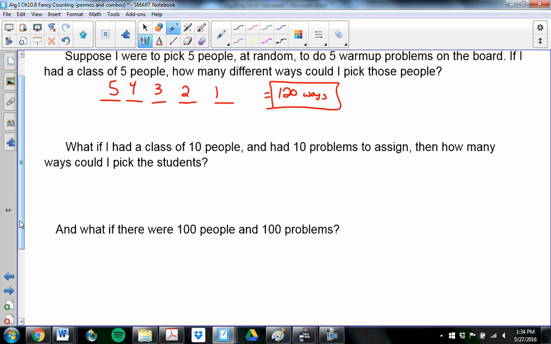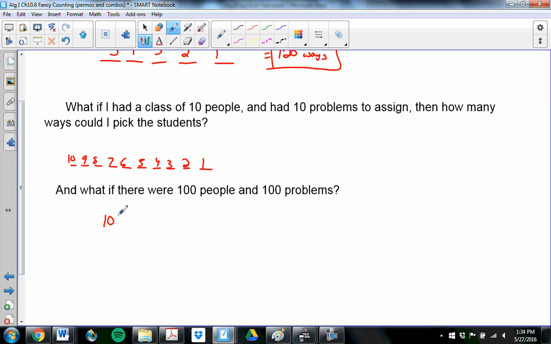If I had 10 students and 10 problems, I would go 10 times 9 times 8 times 7 times 6, all the way down to 1. 10 options for the first problem, but then 9 for the second and 8 for the third. And if there were 100 students, I'd have to do this all the way down to 3, 2, 1. There'd be 100 spots, and I'd just keep multiplying over and over.